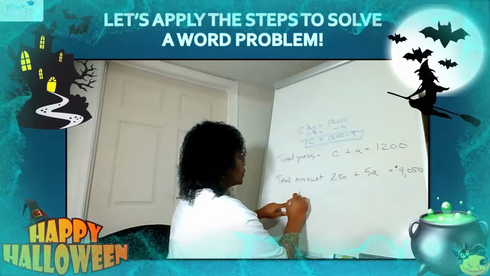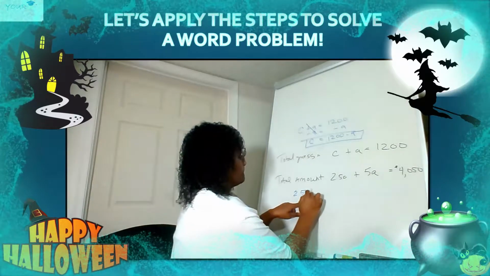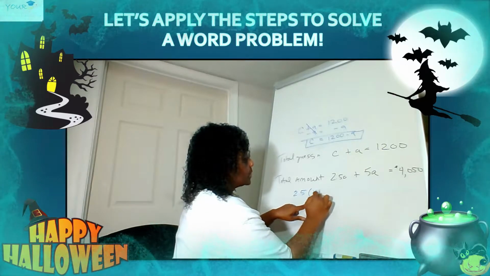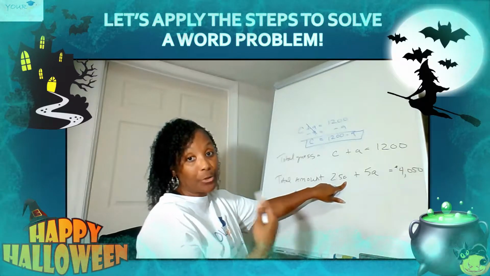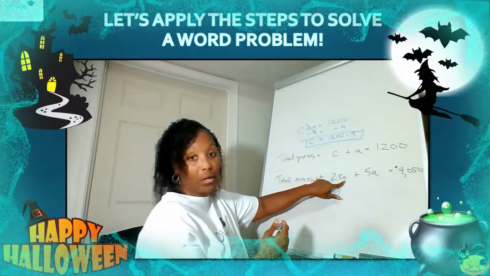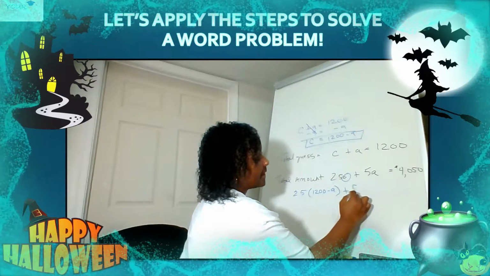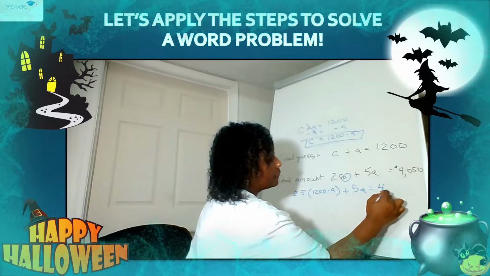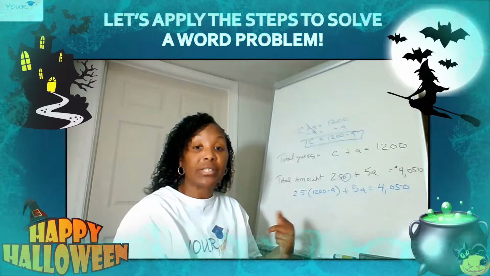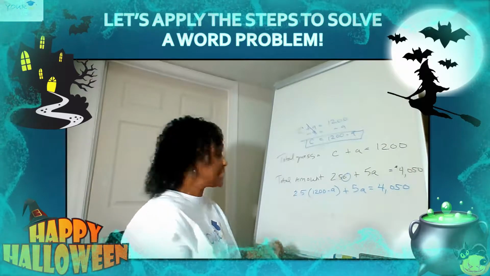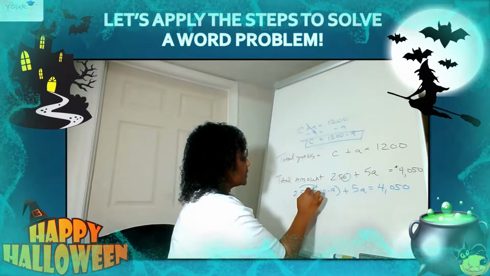I can now take this information and insert it into my second equation. So now I have 2.5 times 1,200 minus A, which is the expression or the value for C. In this case, it goes here, plus 5A equals 4,050.